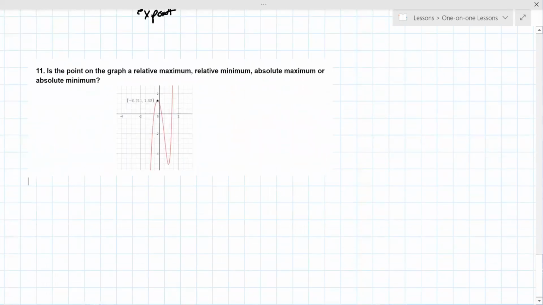Is the point on the graph right there a relative max, relative min, absolute max, or absolute min? So they're kind of not telling you that these go up and down forever. They should. So there is no absolute max and there is no absolute min, because when it goes up forever and down forever, there's none of that.